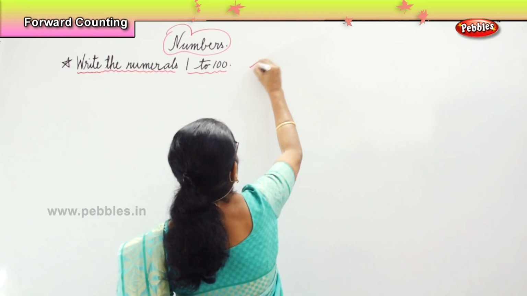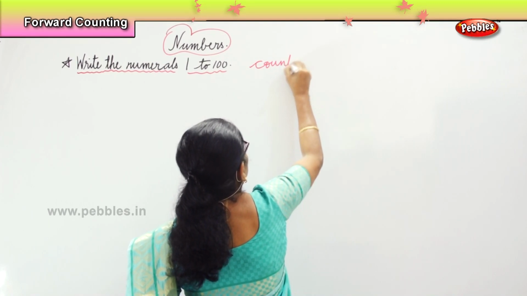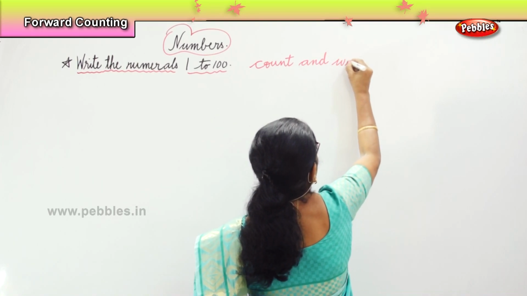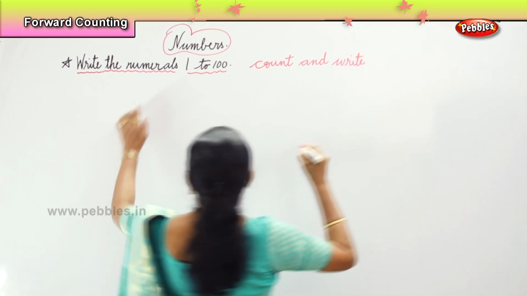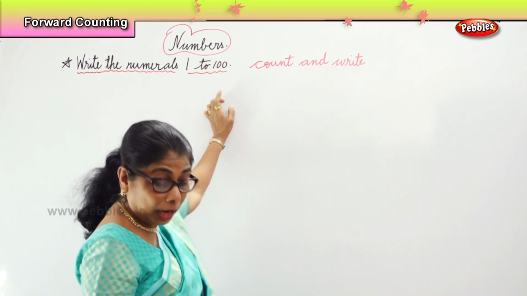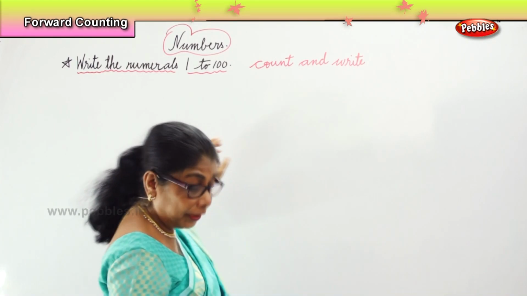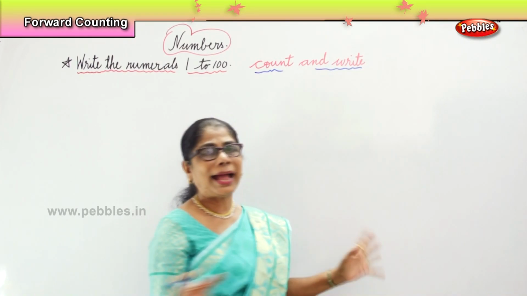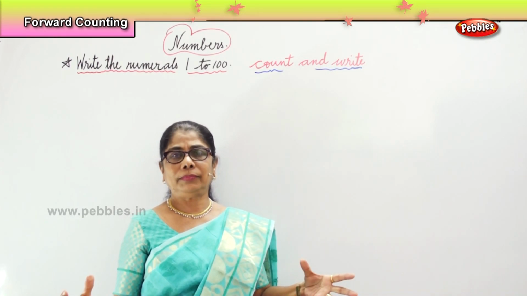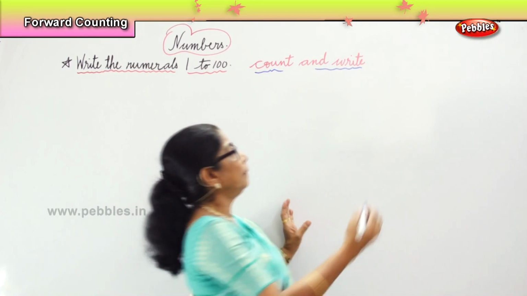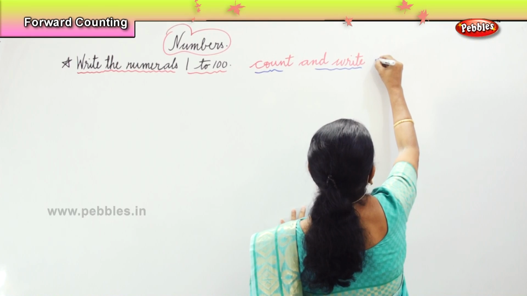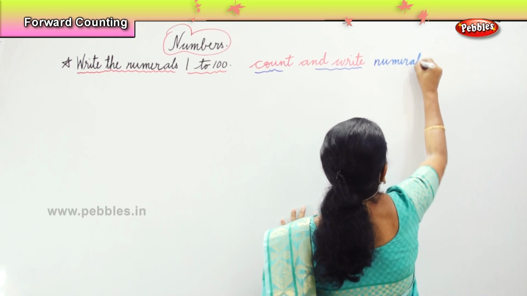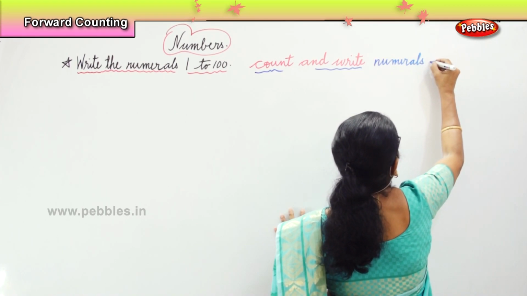So, count and write. What will you write? Numerals 1 to 100. Count and write. Counting, saying is very important so that you do not go wrong. You're going to count, you're going to write numbers forward. Okay? You're going to count and write numerals. We're going to count numerals forward.